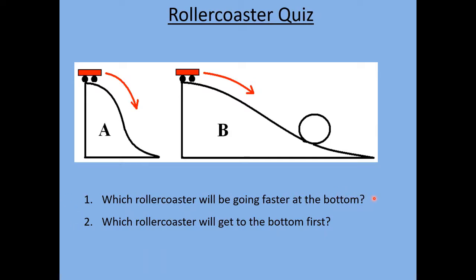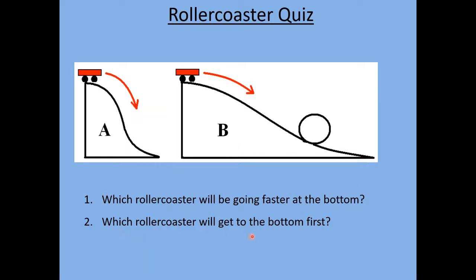Okay, well, to answer the first question, the answer is neither. It's a tie. And the reason for this is conservation of energy. Both roller coasters start with the same amount of energy at the top. They're both at rest, and they're both at the same height. When they get to the bottom, due to conservation of energy, they will both have the same energy at the bottom. So since all of the energy is kinetic energy at the bottom, that just depends on the speed of the roller coaster. So since the energies are the same, the speeds of the roller coaster are the same. So A and B are both going equally fast at the bottom.